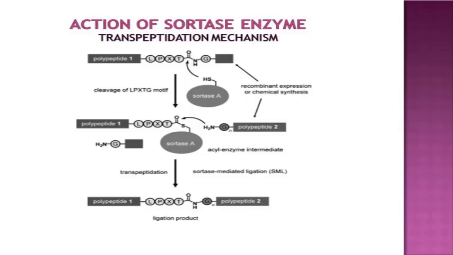Sortase enzyme performs its action by a transpeptidation mechanism. Sortase A first recognizes a sequence of leucine, proline, X, threonine, and glycine within polypeptide 1 and cleaves the amide bond between threonine and glycine with an active site cysteine 184, generating a covalent acyl enzyme intermediate. The thioester intermediate is then attacked by an amino group of the oligoglycine in polypeptide 2, which allows the ligation of the two polypeptides by a native peptide bond.